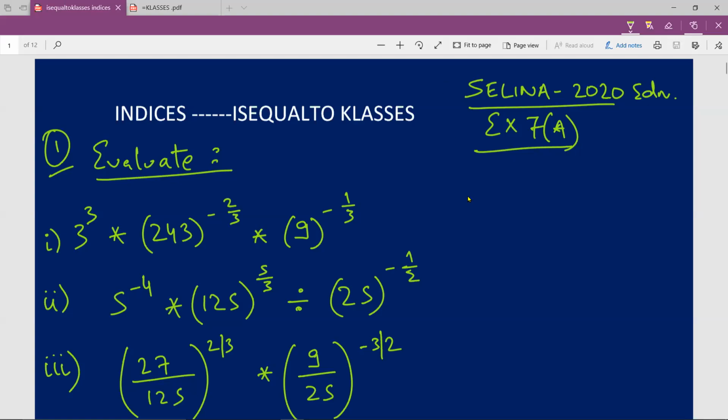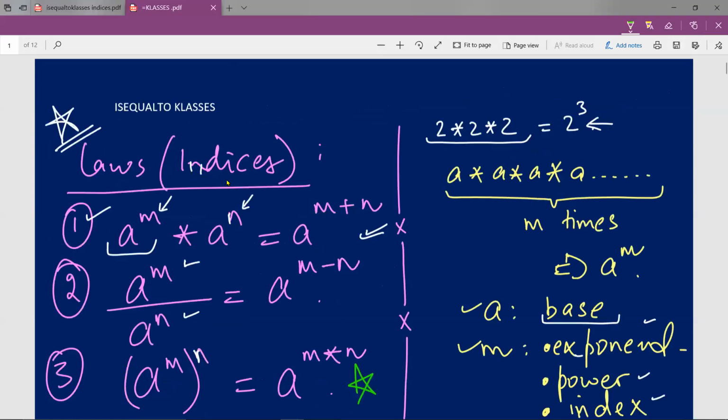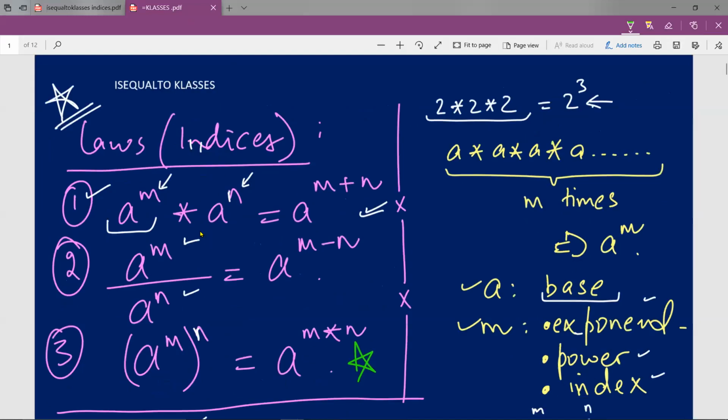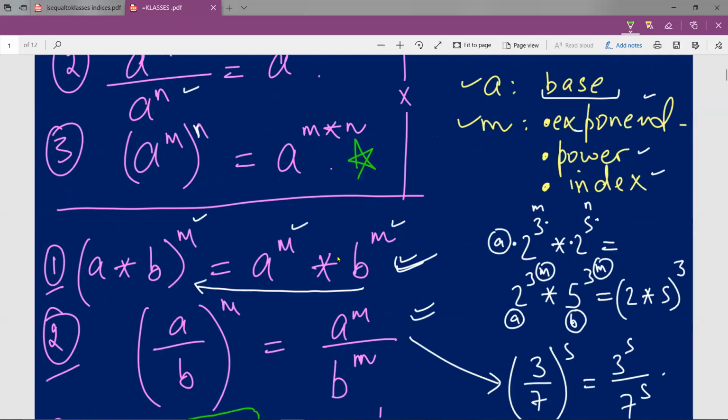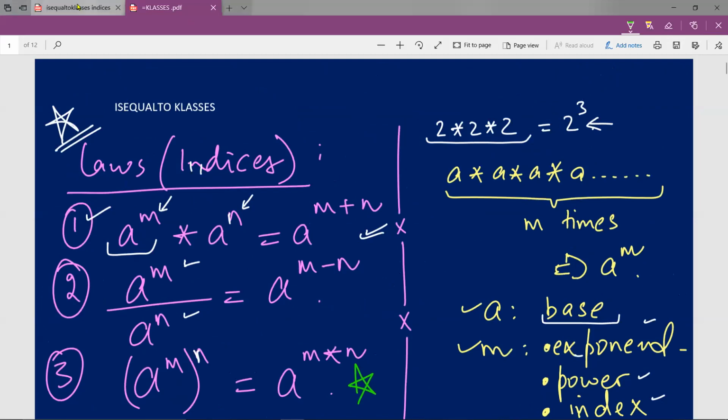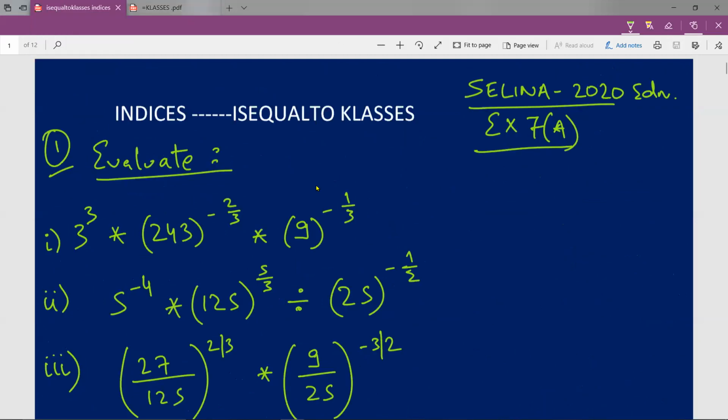Okay, so this is the second part of the indices video. In the first part, we had studied all these laws, these rules of indices, in detail. We had studied these three laws and then the subsequent laws. I hope you have seen the first part of this series. If you haven't, please go and visit that video.